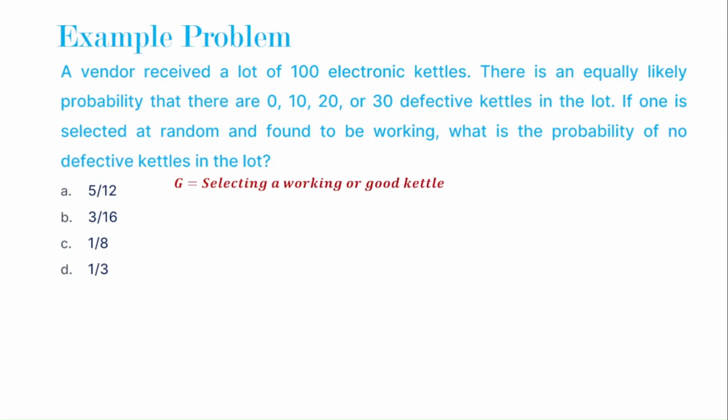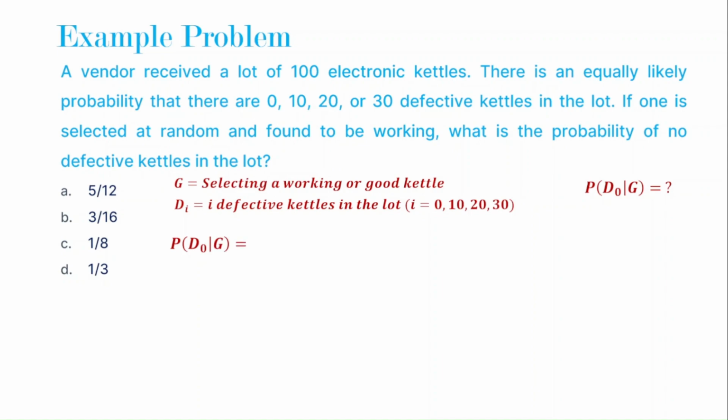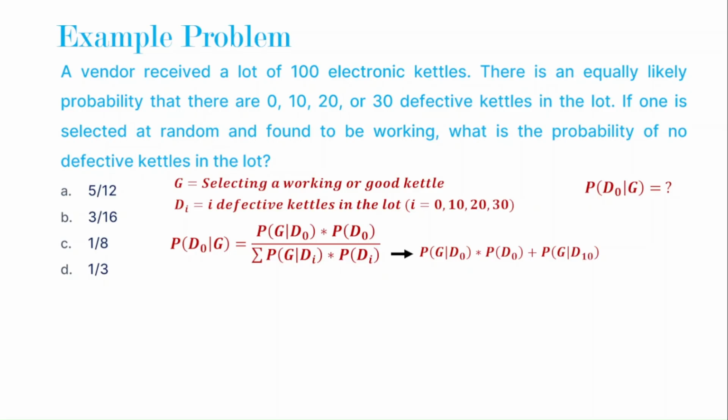Let G be the event of selecting the working or good kettle and Di be the event of i defective kettles present in the lot where i equals 0, 10, 20, and 30. Then we need to find the probability that there are 0 defective kettles in the lot given a good kettle is selected. Then, using the Bayes theorem, we can write it as probability of good kettle given D naught multiplied by probability of D naught, upon sum of probabilities of good kettle given i defective kettles, multiplied by probability of i defective kettles. Here, this denominator can be expanded like this.